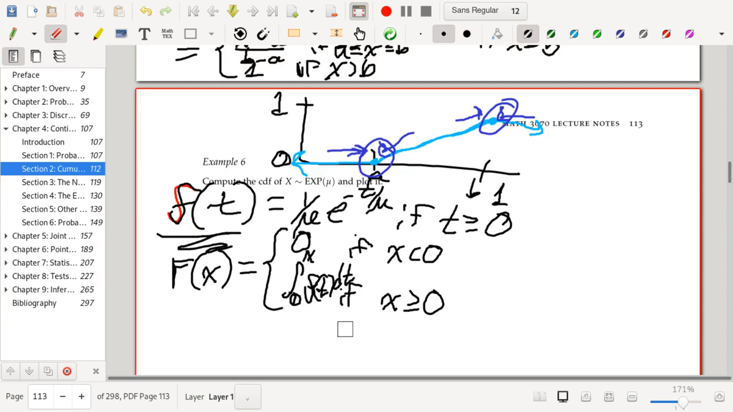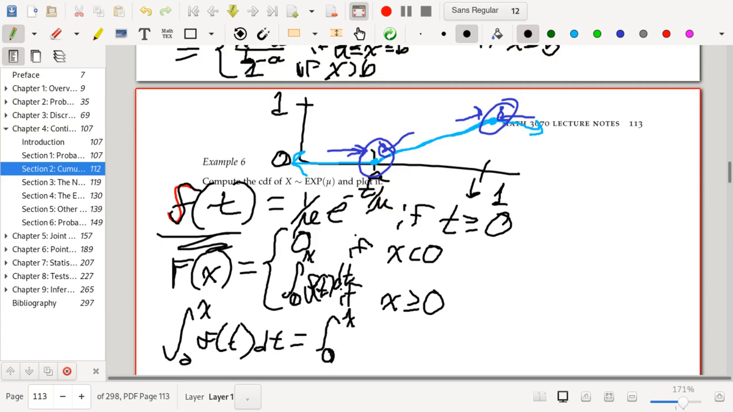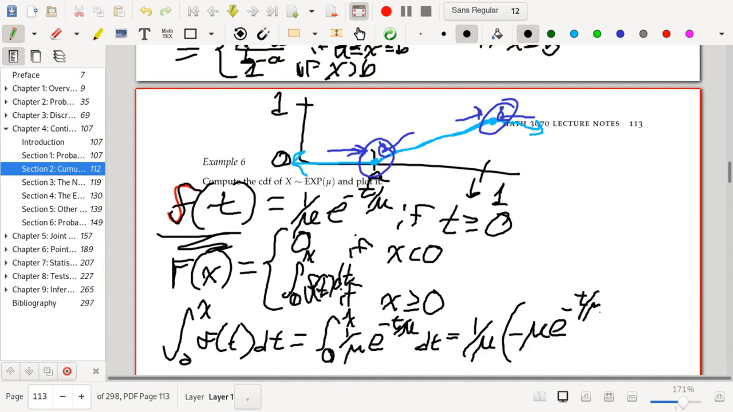Okay, so let's compute that integral. The integral from 0 to x of f of t dt is going to be the integral from 0 to x of 1 over mu, e to the negative t over mu, dt. Which is equal to 1 over mu, and then negative mu e to the negative t over mu, with t ranging from 0 to x.